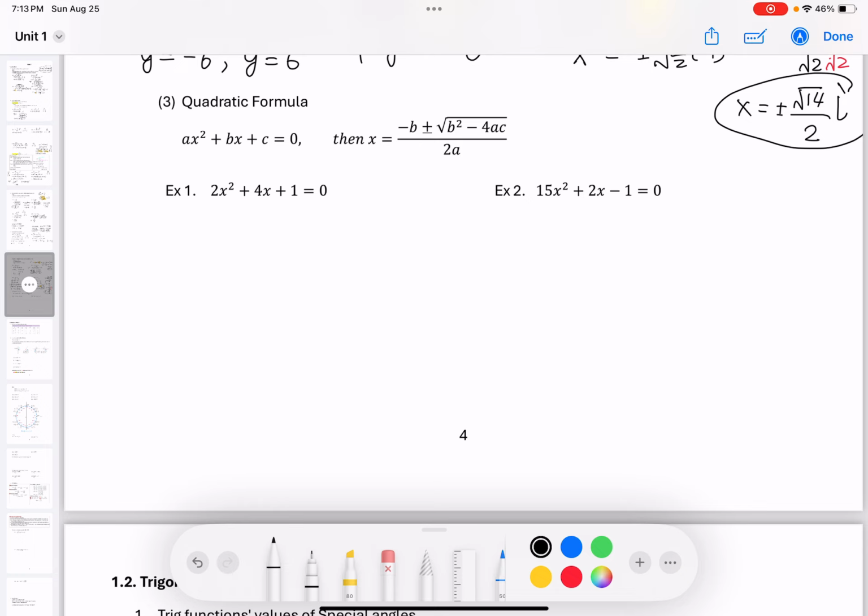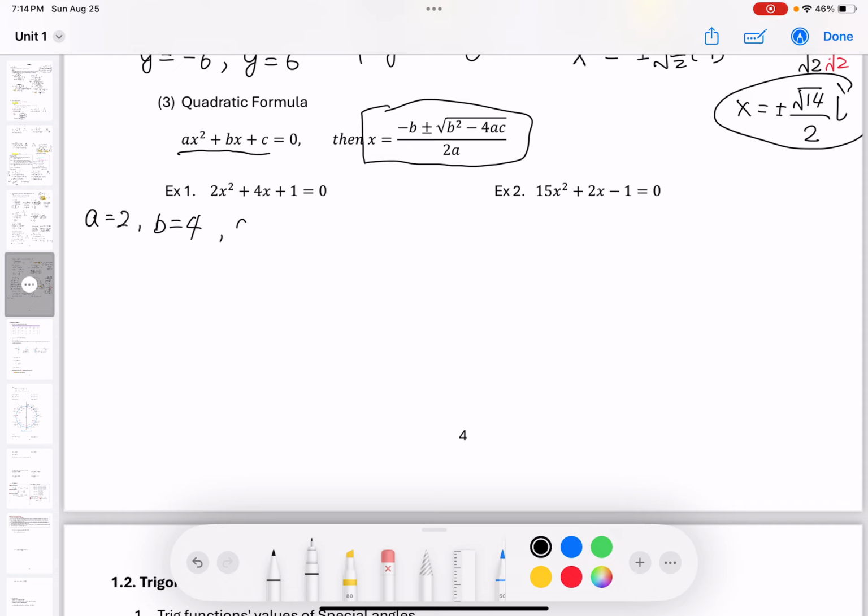The expression is ax squared plus bx plus c equal to 0. Then x is equal to negative b plus or minus square root of b squared minus 4ac, all divided by 2a. You need to identify what a, b, and c are and plug them into the formula. So a in this expression is 2, b is 4, c is 1. It's optional to list them, but you have to know what a, b, c are.